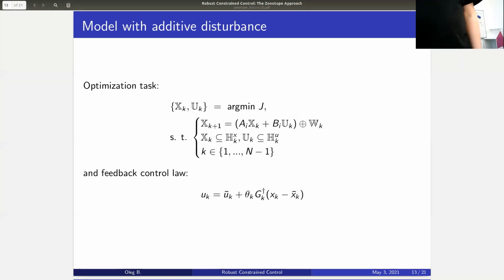And is there any way to find this, what is the maximal invariant set? It's another topic. You can do that, but it's out of this lecture. Okay. I can show it to you later, but it's out of this lecture.